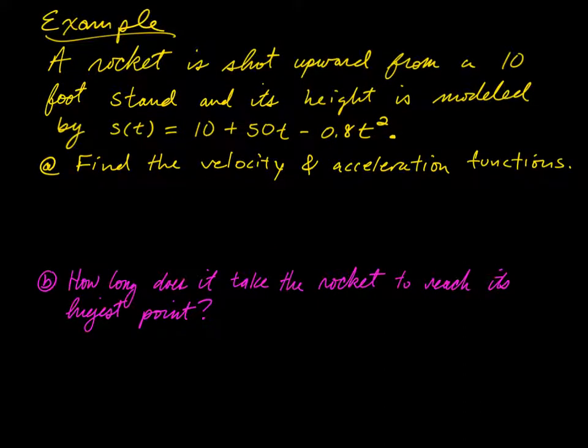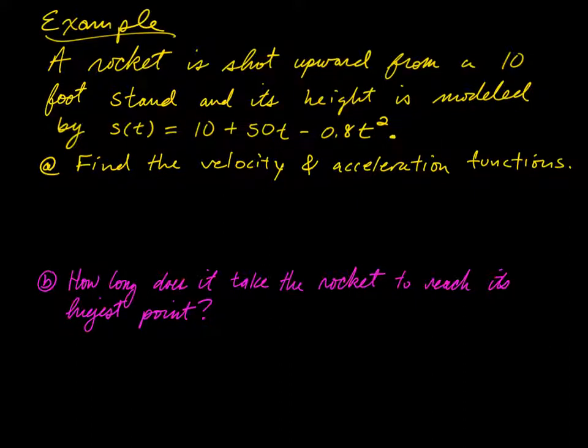In this example, we have a different scenario. A rocket is shot upward from a 10-foot stand, and its height is modeled by S of t equals this equation. So the first thing you're asked to do here is to find the velocity and acceleration functions. Okay, that's not so bad. We just have to take the derivative of this function here.